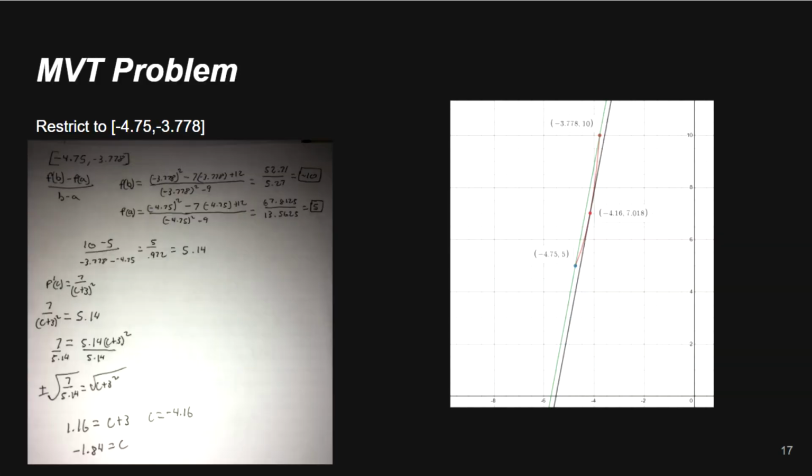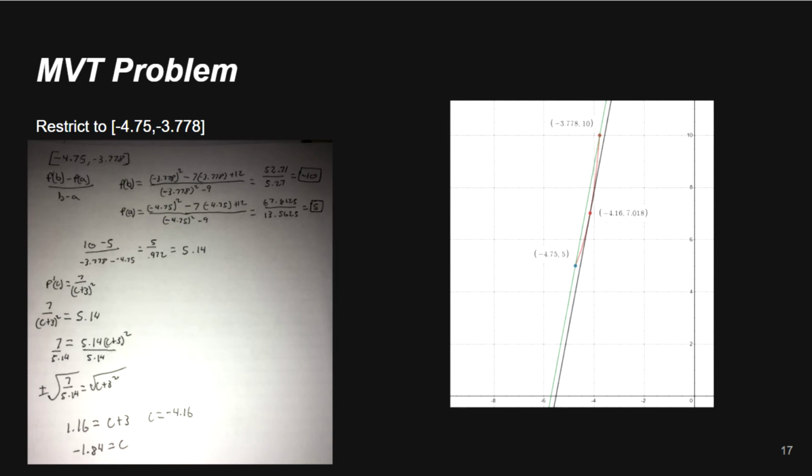Now for our MVT problem. In our problem, we want to find all of c that exists in the interval of negative 4.75 to negative 3.778 within our function r of x, and all it needs to do is satisfy the MVT. Now, there are two things we have to check before. We need to see if r of x is continuous within our interval, which it is, and that r prime of x exists within that interval, which it does.